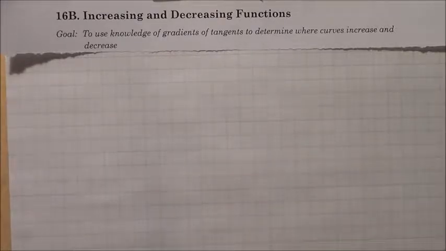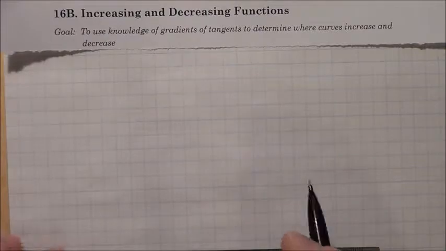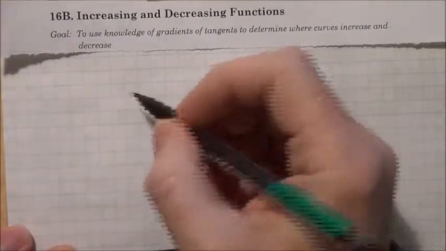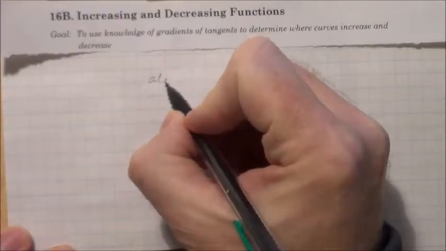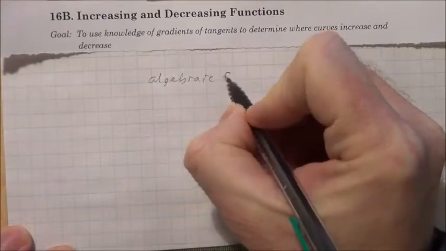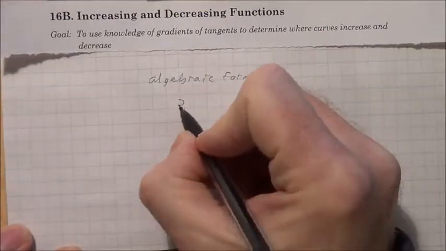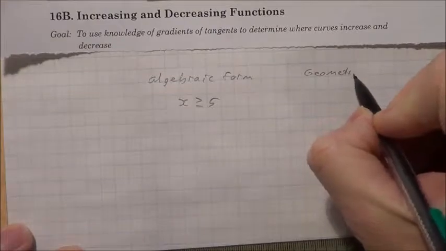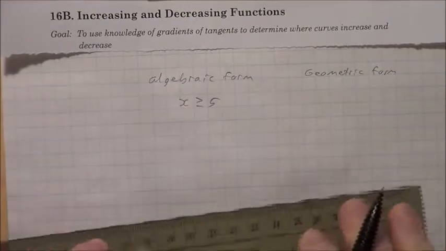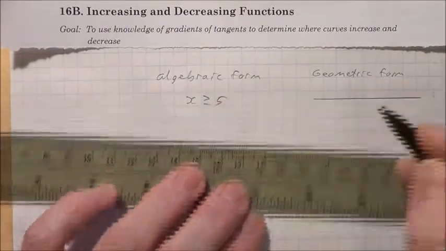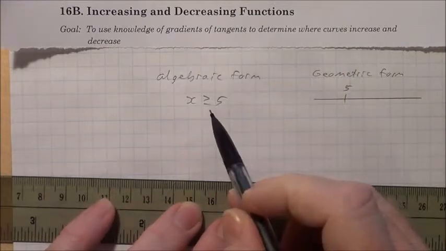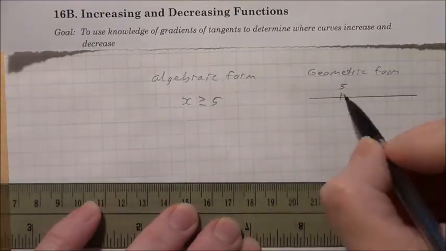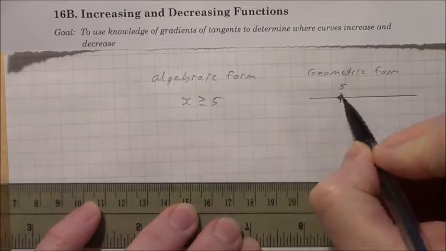So first of all, we have to take a look at some forms of intervals so we can sink our teeth into the topic here. If we have some algebraic form of intervals, we could say something like x is greater than or equal to 5. And then to compare that, we've got the geometric form, and we can draw on a number line what that looks like. So suppose this is 5. Then if it's greater than or equal to 5, that means that the value of 5 is included. So we have a closed circle there.